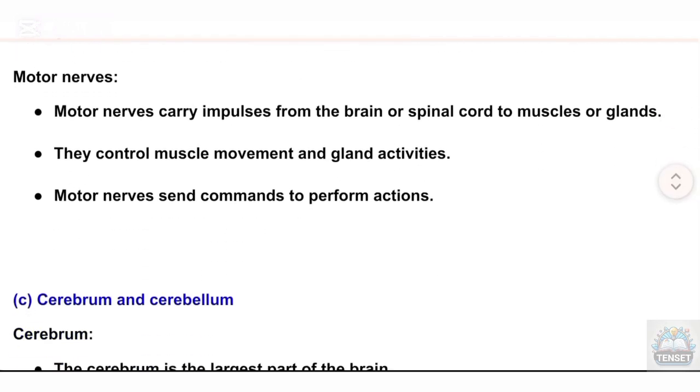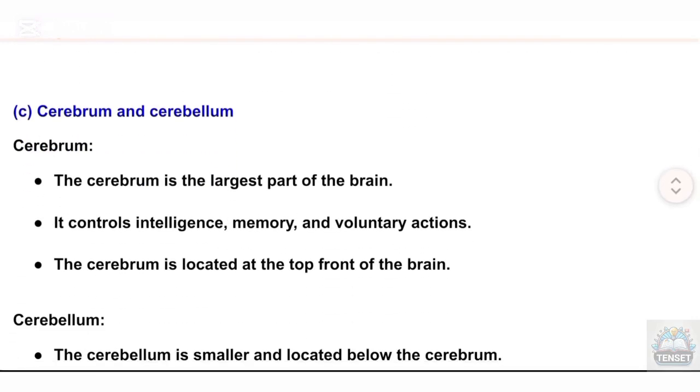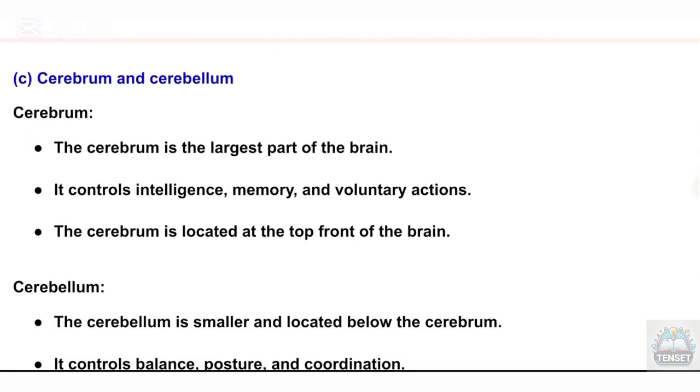Motor nerves. Motor nerves carry impulses from the brain or spinal cord to muscles or glands. They control muscle movement and gland activities. Motor nerves send commands to perform actions. C. Cerebrum and cerebellum. Cerebrum. The cerebrum is the largest part of the brain. It controls intelligence, memory, and voluntary actions. The cerebrum is located at the top front of the brain.